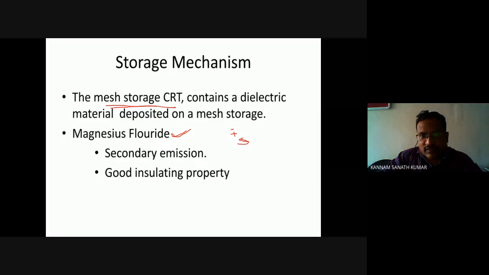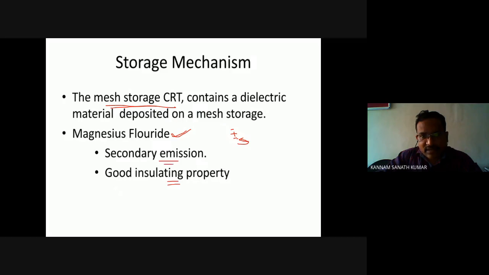That means that will be produced by positive side. Good insulating property means this will localize these secondary electrons, in order to expand the whole dielectric, it will localize these secondary electrons. So one is the secondary emission.